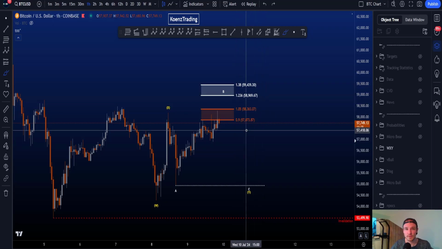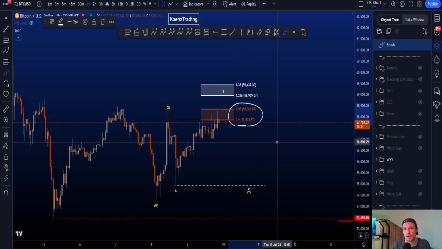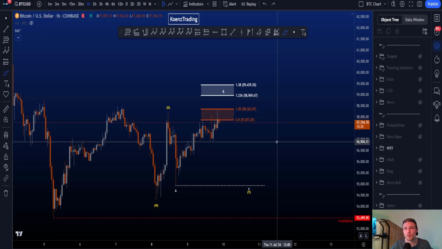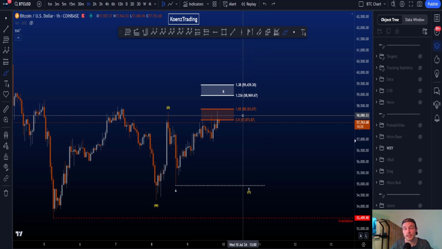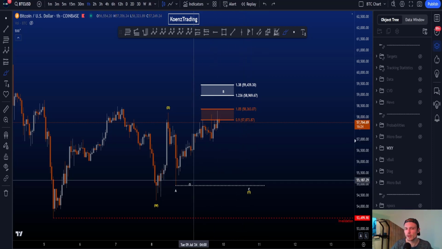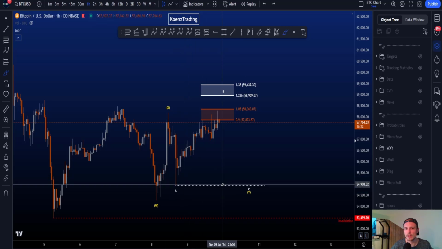A less common flat structure is the regular flat, and the wave B target for a regular flat is where we are now, between the 0.9 and the 1.05, 57.8k to 58.3k. In both cases, however, your wave C target would be below your wave A, which is below 54.9k.